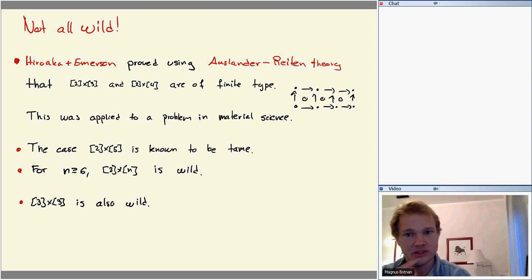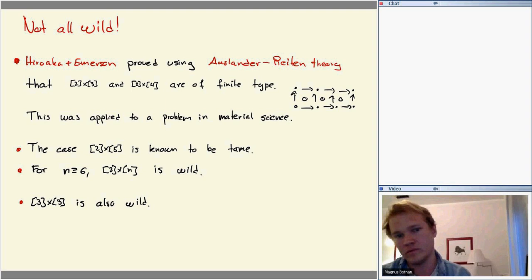In Escolar and Hiraoka's paper, they used what is known as Auslander-Reiten theory, which is a way of using multiples and morphisms between them to show that these 2 times 3 and 2 times 4 are of finite type, and a problem in material science. In fact, to get back to your question, in the paper they also consider different orientations of the arrows. But in the talk, I would just assume that they all go to the right and upwards.